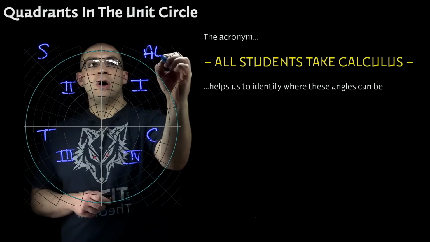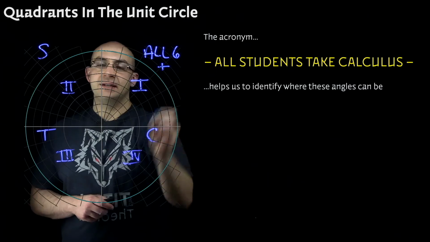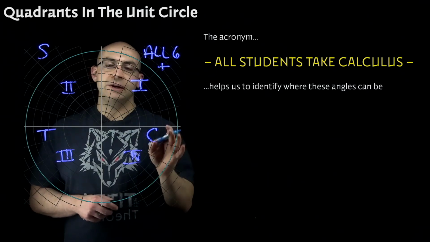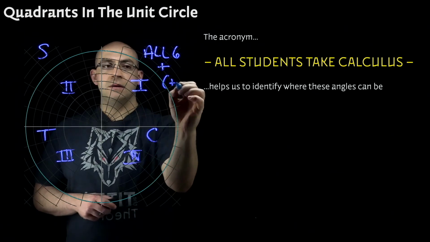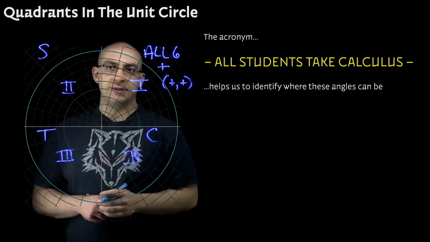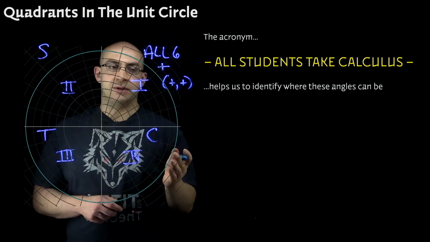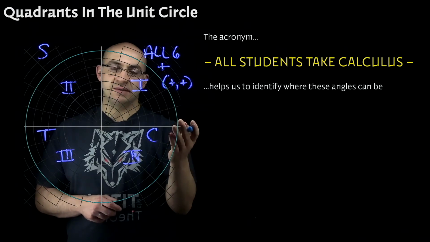It means that all 6 trig functions are positive in quadrant 1. Every single thing is positive in quadrant 1. And here's why. In quadrant 1, we have ordered pairs that are positive and positive. Every single combination of the ratios of all 6 trigonometric functions must end up being positive because of this fact.